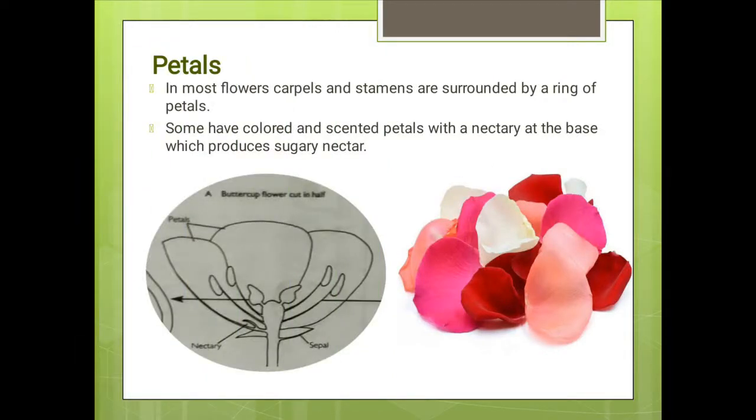Okay, let's move on to petals now. Well, most of the flowers usually have petals, and the carpels and stamens are surrounded by a ring of petals. Usually flowers have colored and scented petals, and the base has a nectary which produces the sugary nectar of the flower.